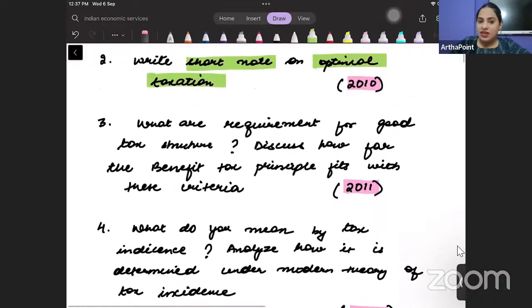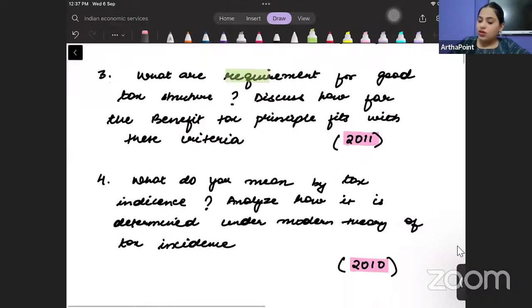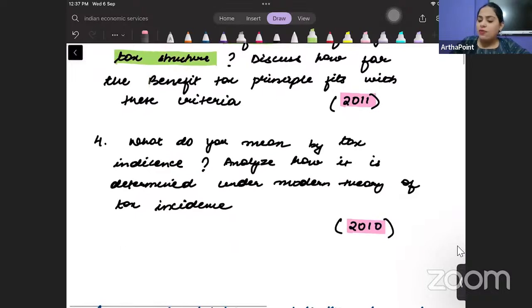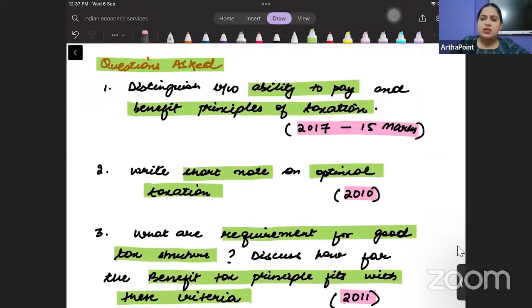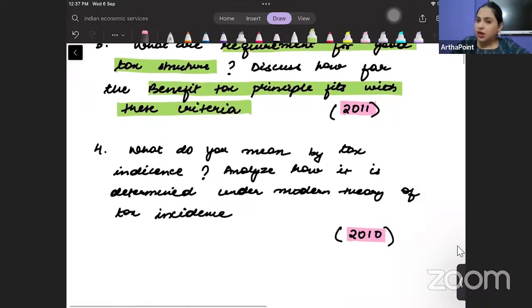Okay, restructured and renamed, they asked in 2011, what are the requirements for a good tax structure? It is the same thing. You have to define how a good tax structure looks. And then they also asked how far the benefit tax principle fits with this criteria. So see that every year they're just going through the same topics. What is optimal taxation? What is a good tax structure? What is the benefit principle? How is the benefit principle attached to the good tax structure? Same kind of questions are asked.